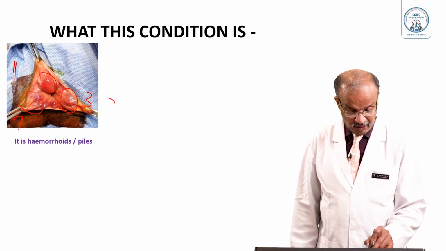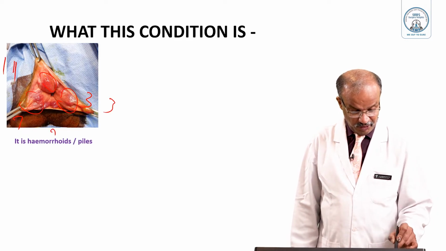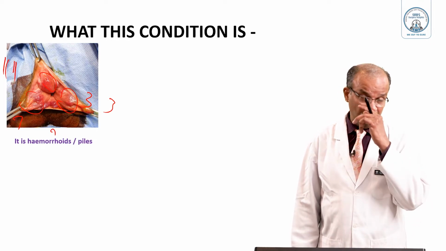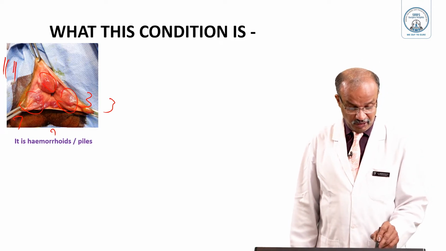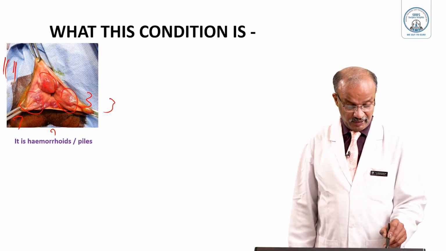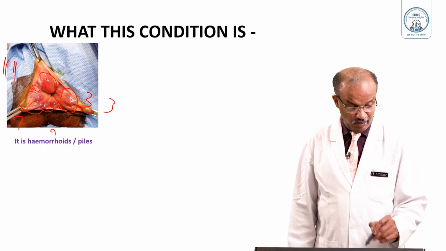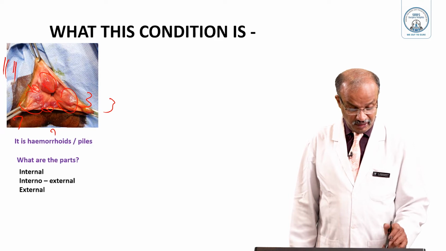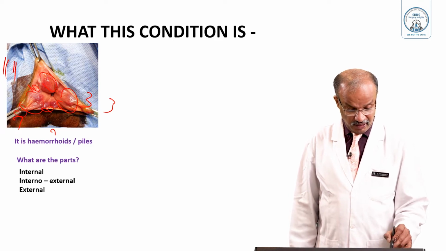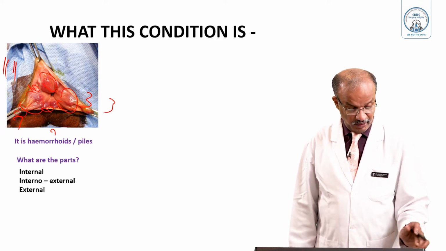Usually the common sites are the 3, 7, 11 o'clock positions, because the right hemorrhoidal artery divides into anterior and posterior branches, while the left has only one branch. Left side only one, right side 7 and 11. In between, secondary piles can occur. The parts are internal and external, so there can be a combination of internal and external piles.